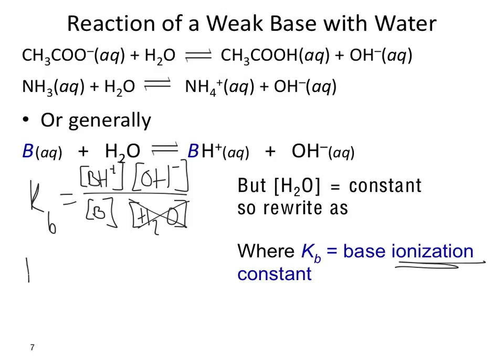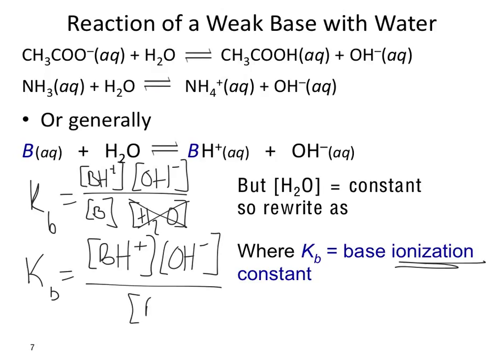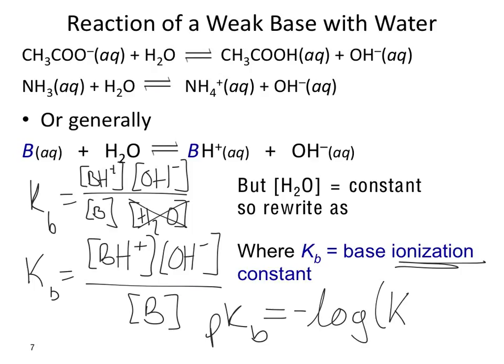So we're going to rewrite this as the concentration of our conjugate acid times the concentration of hydroxide divided by the concentration of the base. And then same thing as you do with pKa, you can find pKb. To do that, you take the negative log of Kb. That should be a B, not a P. There we go. That should be subscript. Okay.